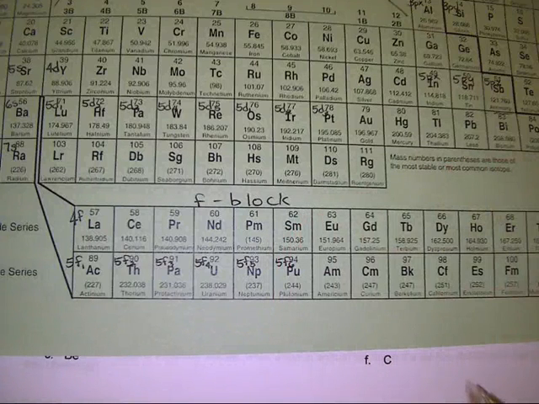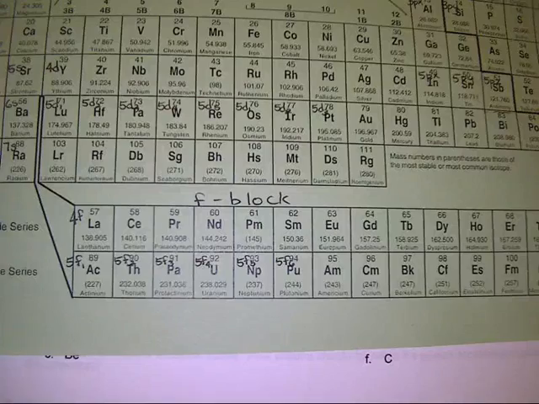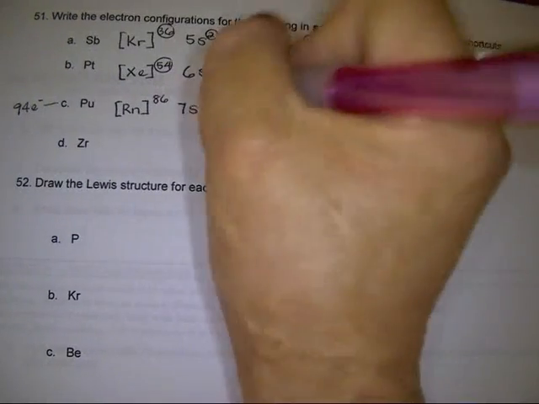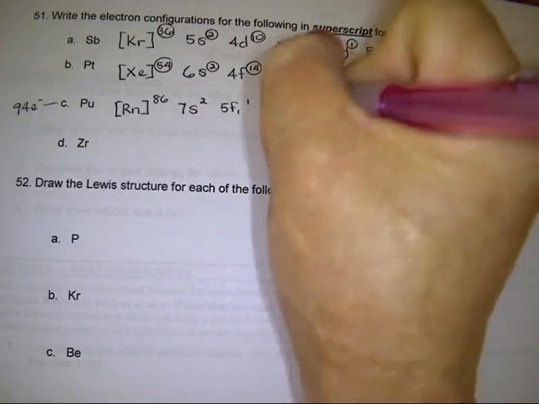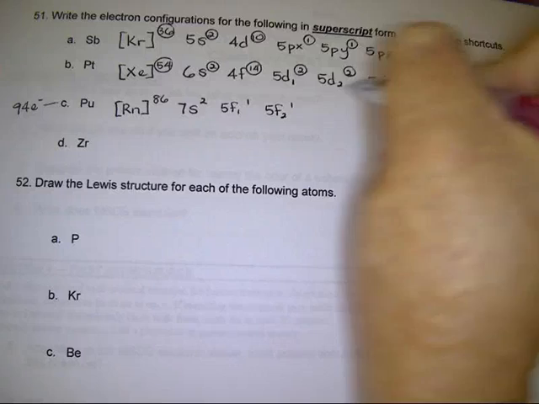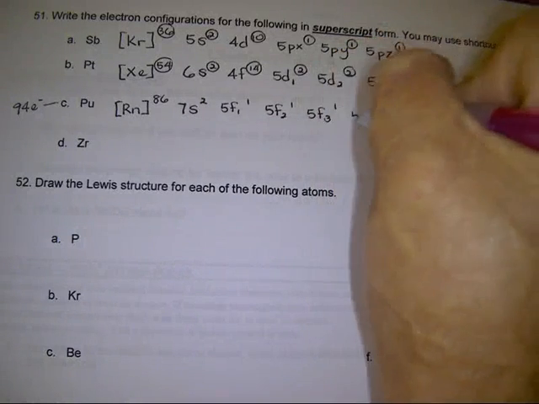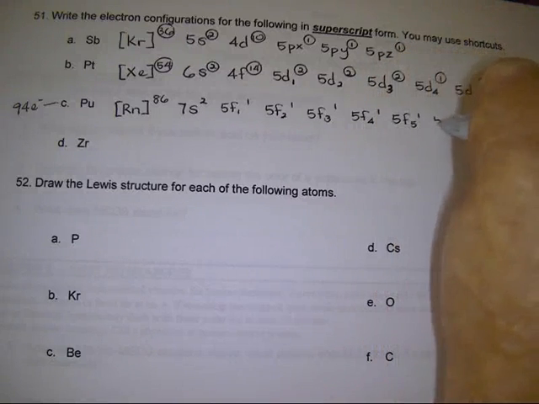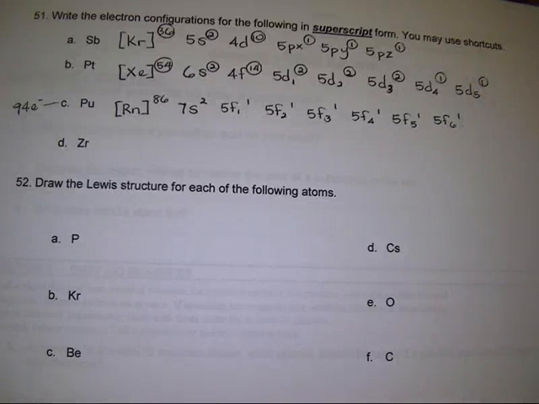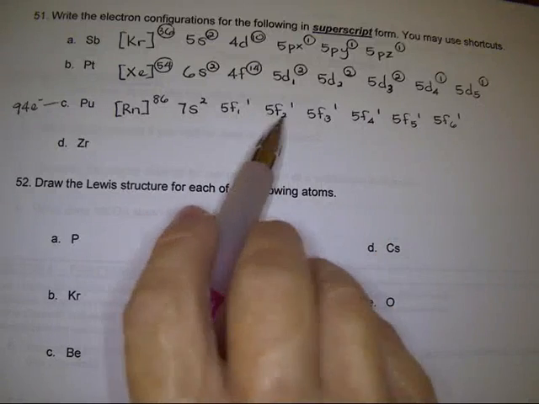Okay, and that's it. Remember, there are 7 F orbitals. We didn't even get to 7. So it'll be 1, 2, 3, 4, 5, 6, and there's 1 electron in each of them. So the way that we're going to write this is 5F11, 1 electron in 5F1, 5F21, 1 electron in 5F2, 5F31, 5F41, 5F51, and 5F61. Okay, all of these symbols mean is that there's 1 electron in each of these F orbitals.